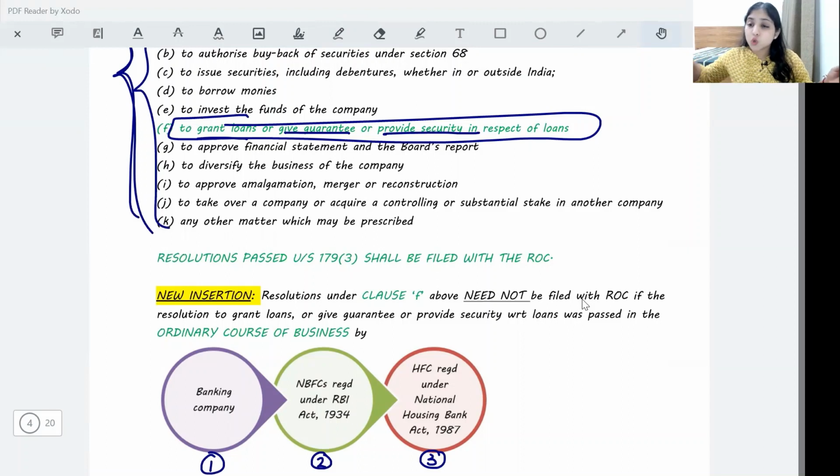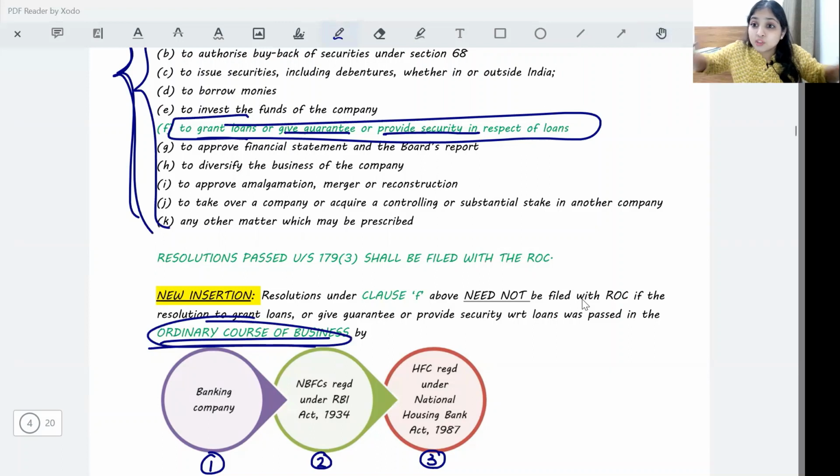Whenever you give loans in the ordinary course of your business, see, it is the business of these three companies to give loans. So each loan that they give, do they need to pass a board resolution? No. Very logical provision, right? So banking companies, NBFCs, housing finance company, it is your day-to-day business to give loans. So as a part of your day-to-day business, if you're giving loans, if you're giving guarantees, for that board resolution and all, you don't have to file with the ROC.